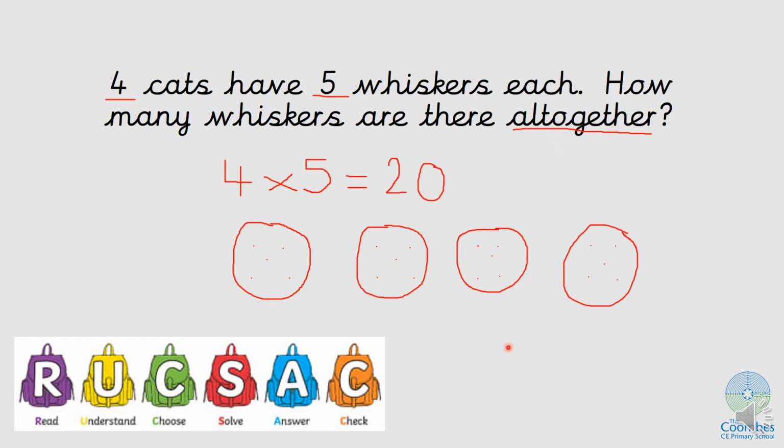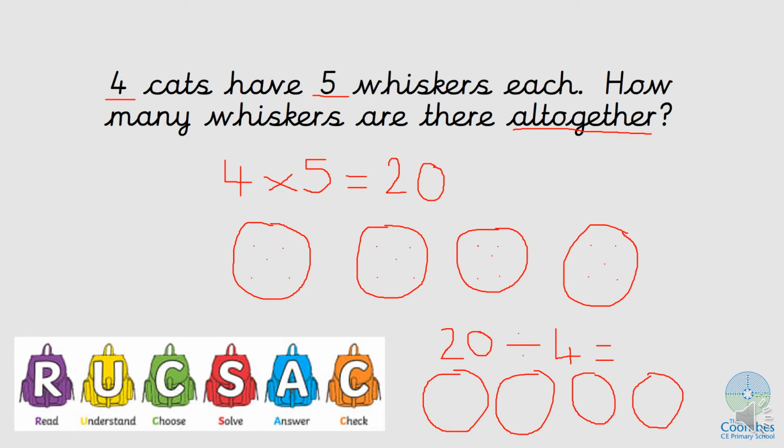Now the inverse means the opposite. So the opposite of multiplication is divide. So to check our answer, we could do 20 divided by or shared between 4 equals. And this time we draw our 4 circles. 1, 2, 3, 4, and we share out 20.